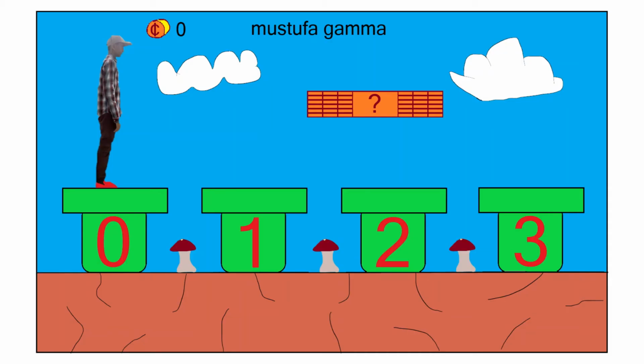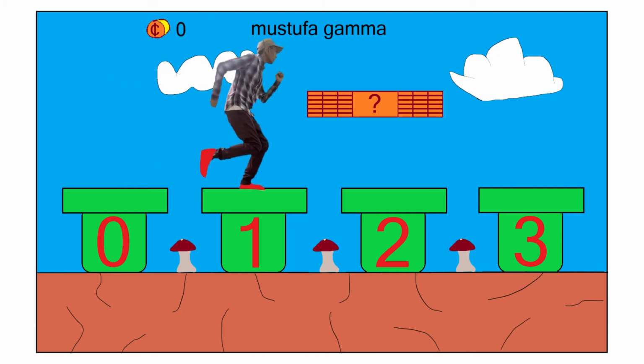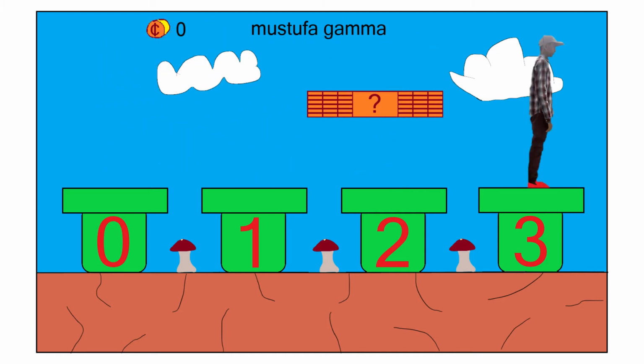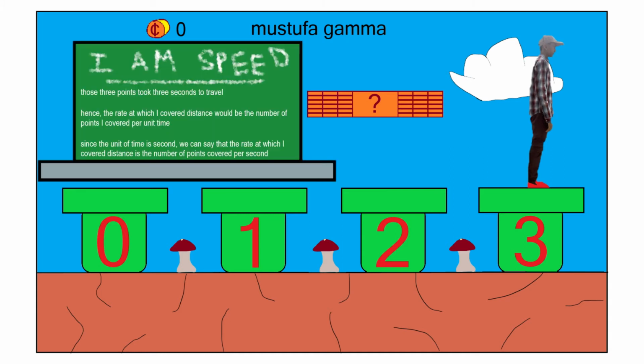If I were standing at point 0 and I moved to point 1, then point 2, then stopped at point 3. If it took me 3 seconds to move through those 3 points, asking how fast I was moving is equivalent to asking how much distance I covered per unit time, or how many points I covered per second.